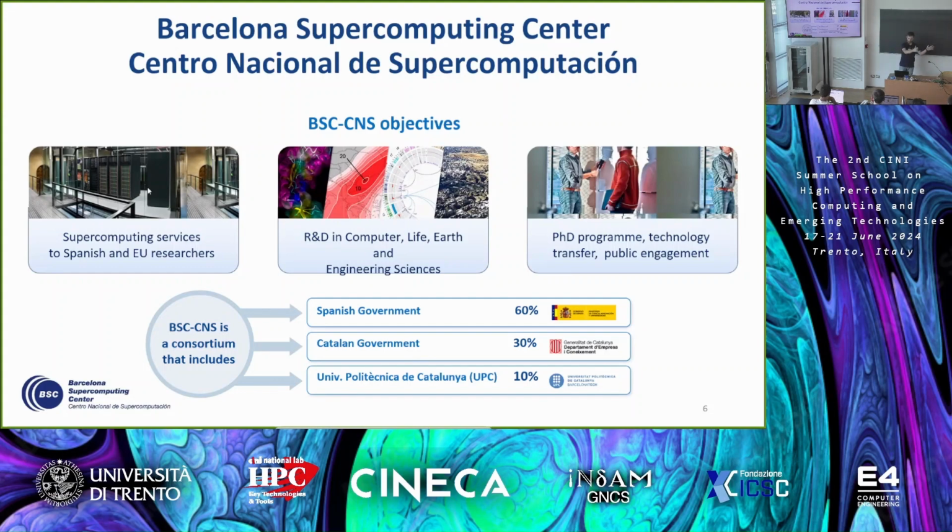So supercomputer. Then we have research and development. And then we are also connected with the university, so we can graduate students. We have PhD, and we have public engagement. So we have these three souls all together. Who pays for this? The Spanish government, the local regional government, and the university. Okay, so this is just for you to know the big things.